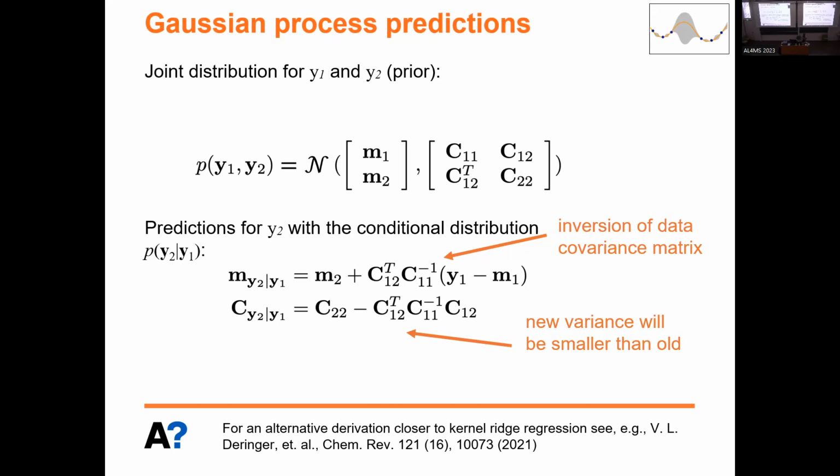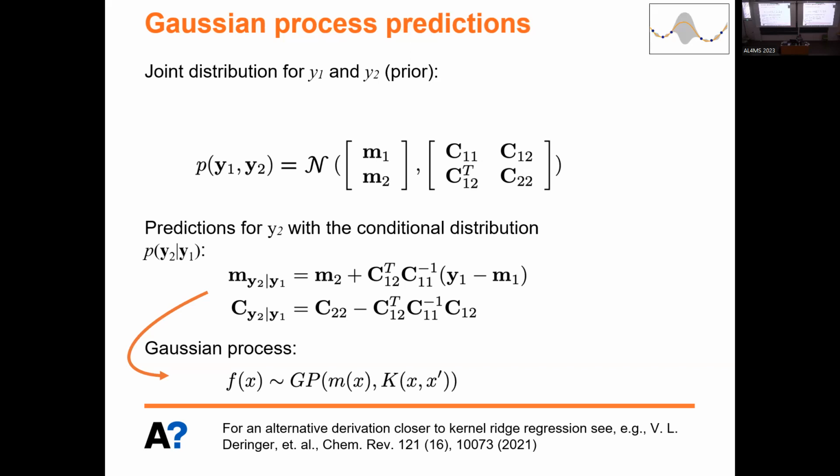And what you can see here is that the new covariance, or new variance, will be smaller than the old one. So compared to the situation when we wouldn't have those previously sampled or tested points, we are more certain on the predictions. Okay, and this mean and covariance define our Gaussian process. So this is how we can sample from our Gaussian process model.